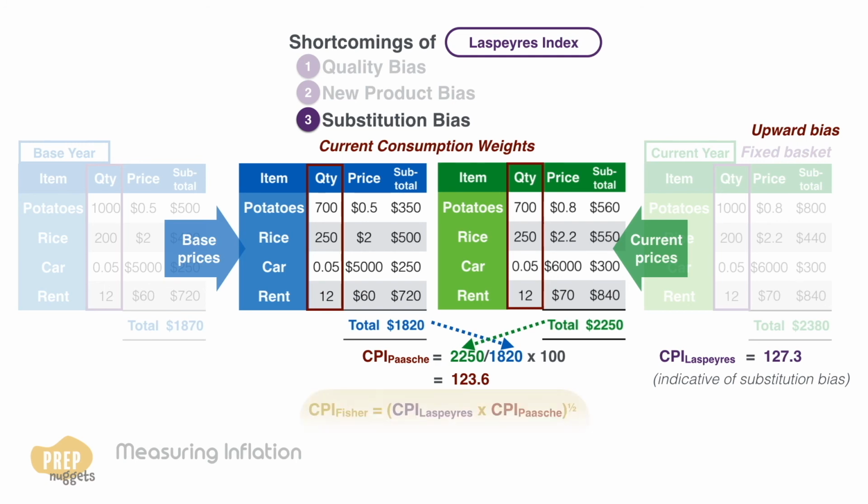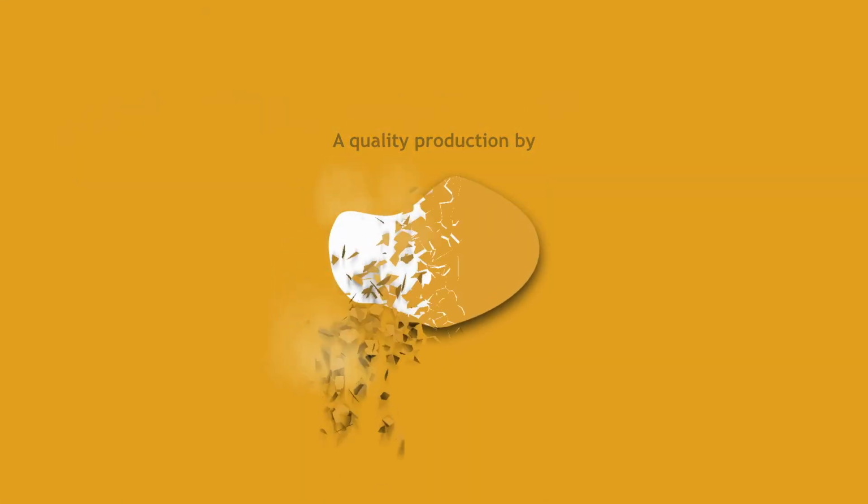Take the geometric mean of the two indices and we get a Fisher index. This is an adjusted CPI that takes into account that consumers may have substituted relatively more expensive goods with relatively cheaper substitutes.